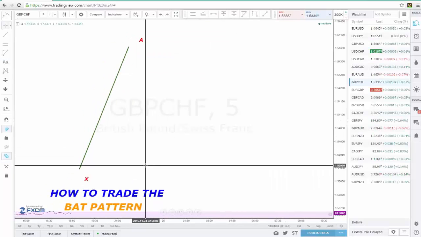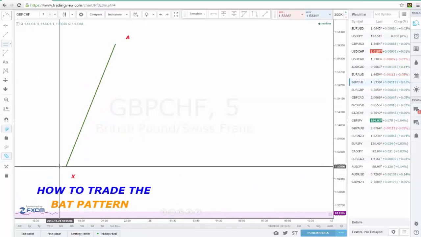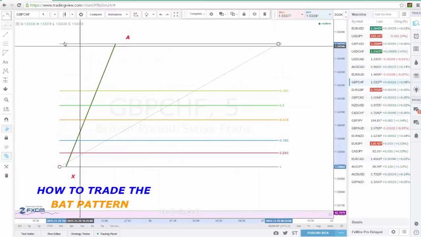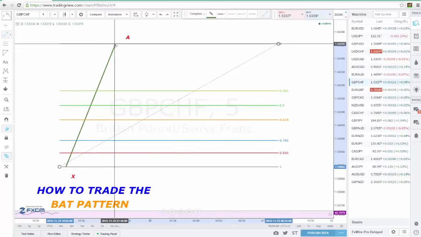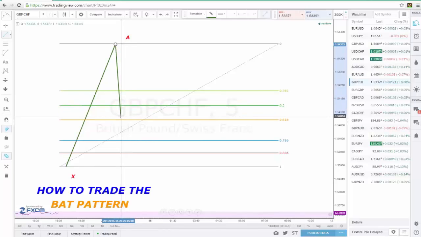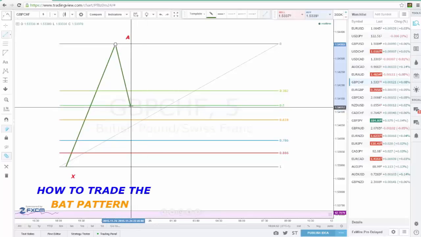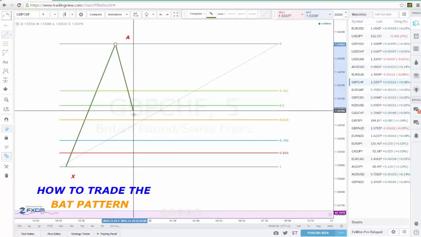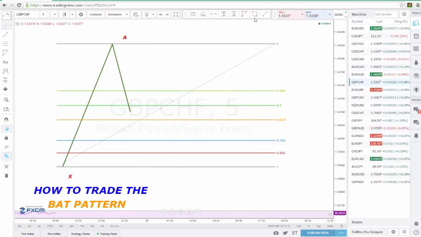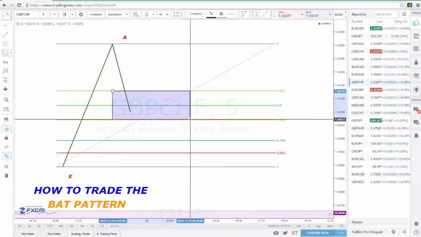Now the next thing that I look for in my bat pattern is a 50% retracement from X up to A. So I want to see the market come down to the 50% retracement and not break below the 618 retracement. So price action for me can stop anywhere between this 50% retracement and this 618 retracement. And if you look these rules up online, you will most likely see that price action can terminate anywhere between the 382 and the 618 retracement.